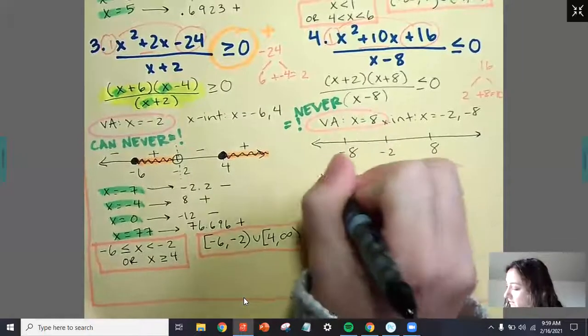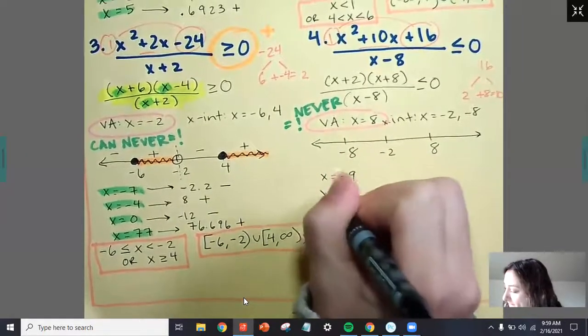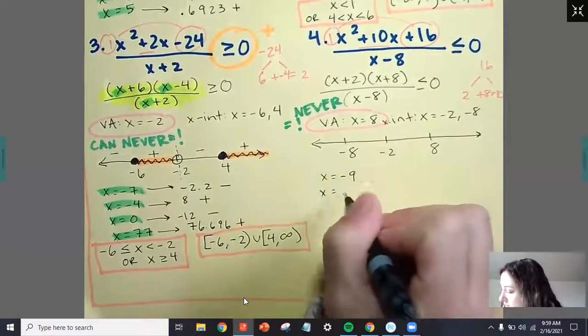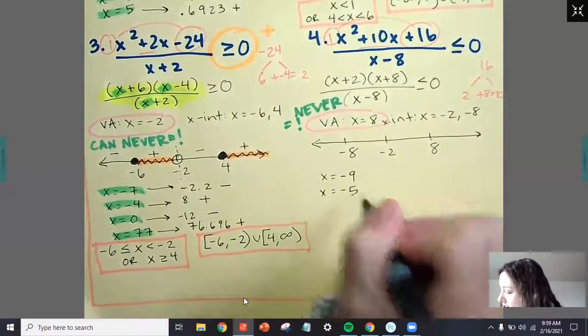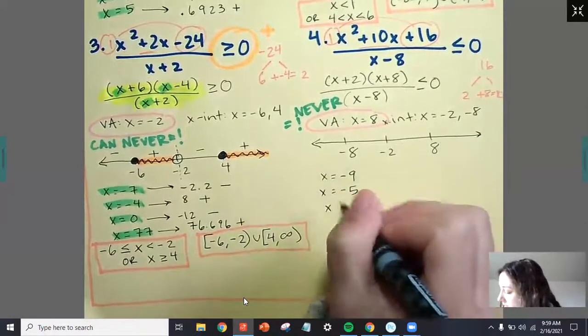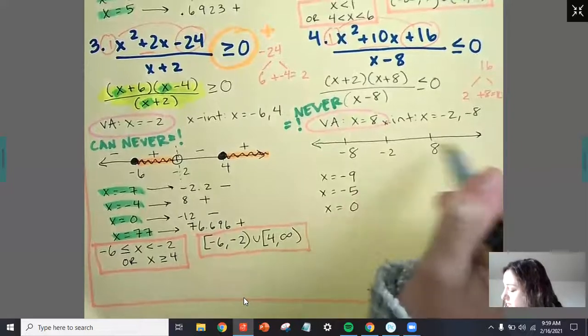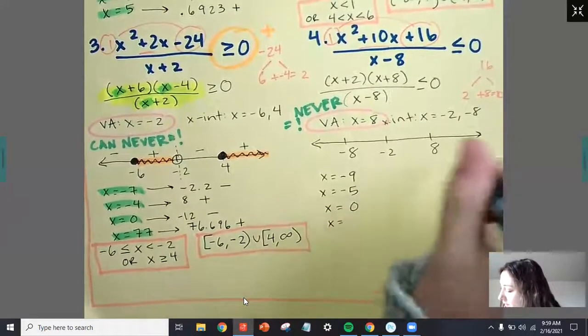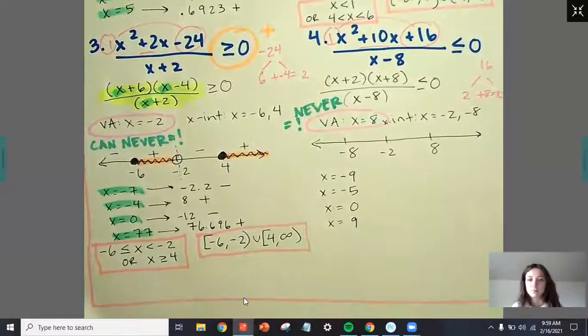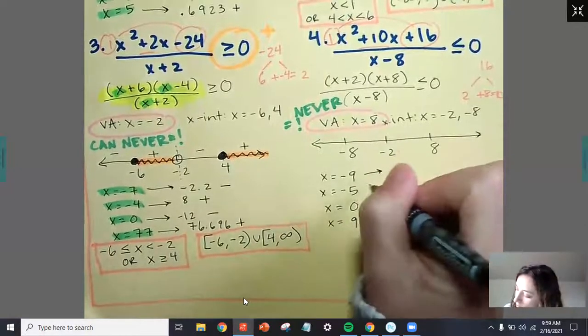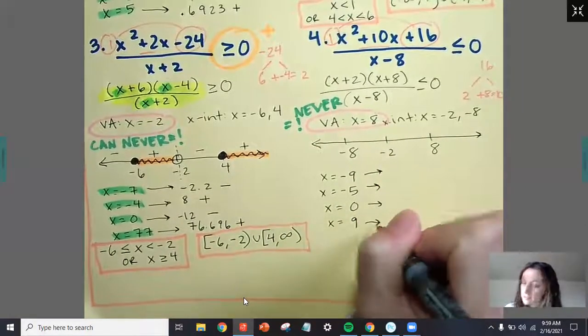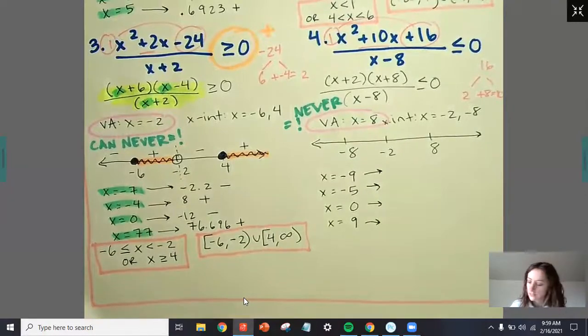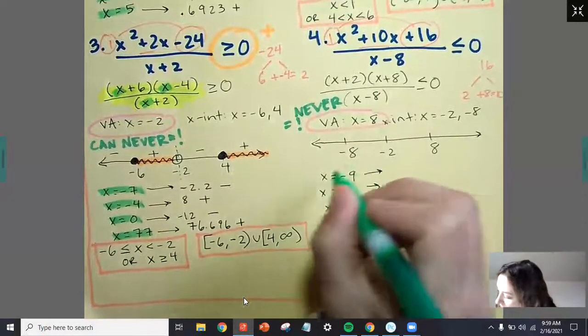And I'm just going to test some points here. So I'm going to try one that's less, so let's try -9. One that's between those two, so let's try -5. One that's between these, so like 0. And then one on the end, so let's just try a positive 9. And we just want to see, are these positive or are they negative? So let's take these and plug them back into our equation.